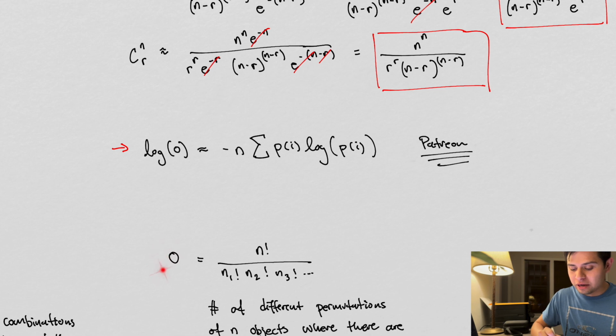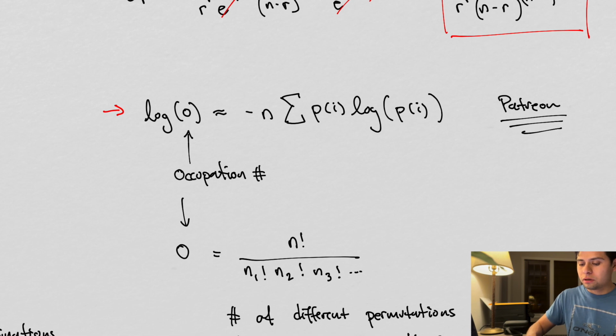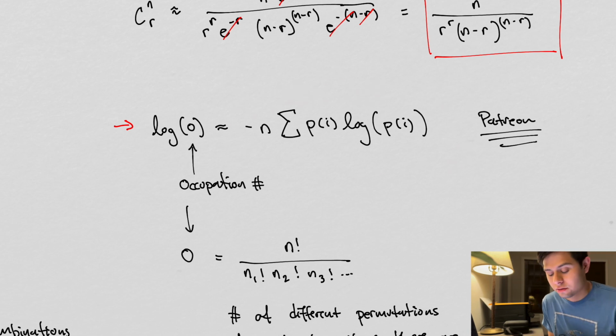So the occupation number, which is O, right? So this is not a 0. This is the occupation number. The log of the occupation number is equal to something that looks like entropy.